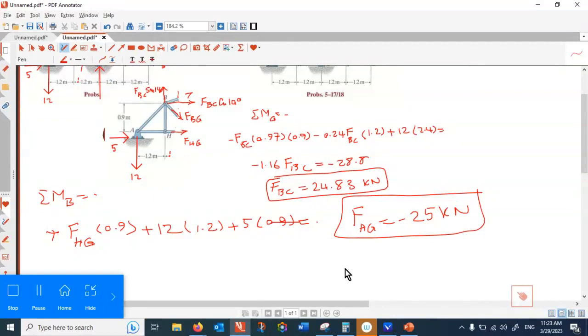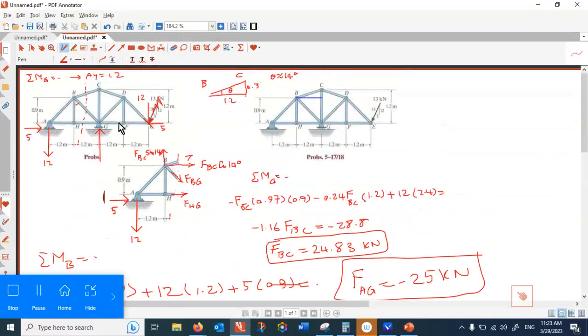All right, next step, FBG. How do we find FBG? We have to resolve that into two components. So we need to know that angle; this angle has to be calculated. I call this angle alpha. To find that alpha, this is 0.9, and that is 1.2.